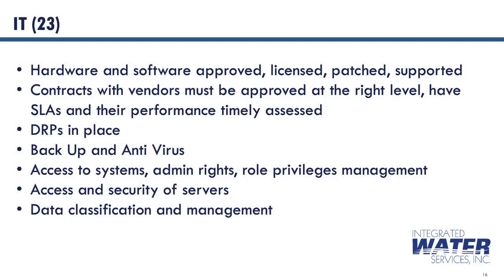The last section of the Key Controls Matrix focuses on IT controls, of which there are 23, and can be summarized as follows. All hardware and software used in the organization is officially approved, has valid licenses, receives regular updates and patches, and is supported throughout its life cycle to minimize security risks and maintain operational integrity.